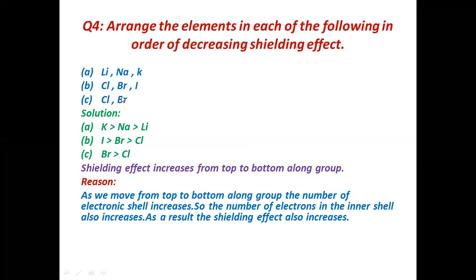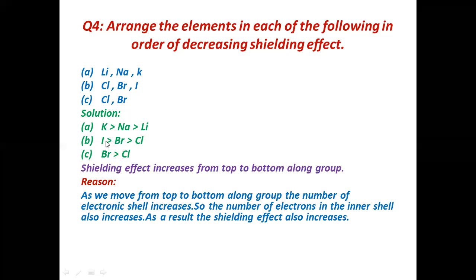Lithium is present in period number 2, sodium in period number 3, and potassium in period number 4. So a period number 4 element has more shells, and it will have more shielding effect. Potassium has greater shielding effect because it has 4 shells, then sodium 3 shells, and lithium 2 shells.